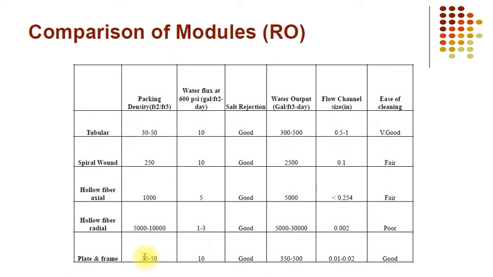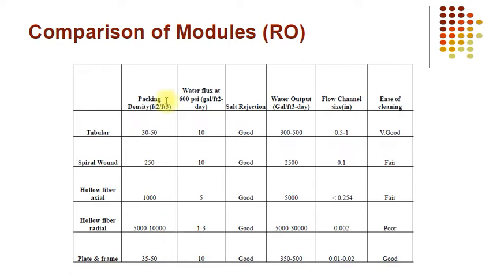Okay, the next is the plate and frame, 35 to 50. It also has a very low density. Spiral wound module has 250, which is sufficiently good. Then hollow fiber has 1000, and the hollow fiber axial flow has 1000, and the highest is the hollow fiber radial flow, 5000 to 10,000. Why does the hollow fiber radial flow have the highest packing density? Because the fiber diameter is generally in the micrometer size. So you have a very high membrane surface density in a given volume.